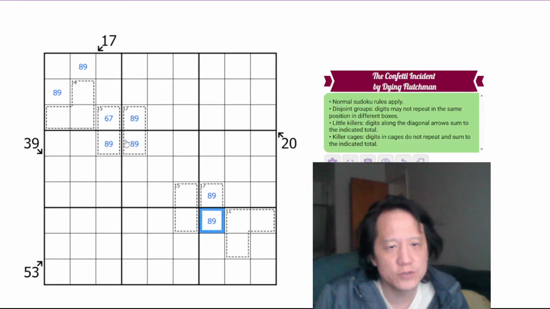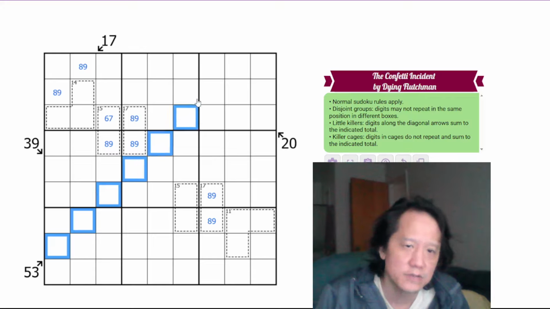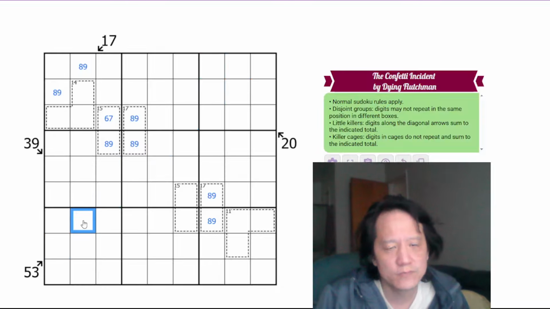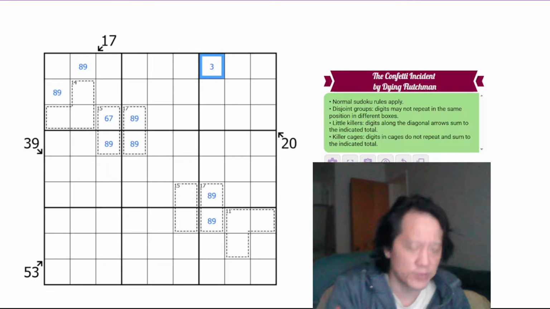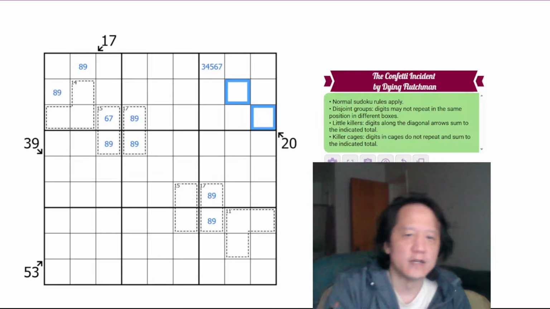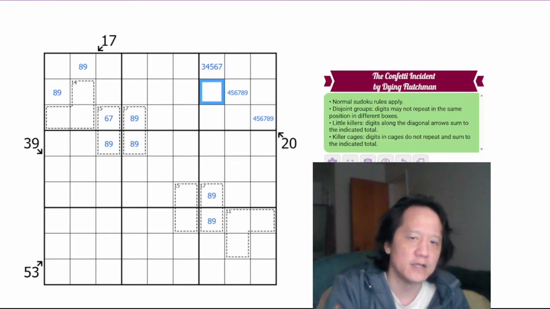We have 2 8-9s already in the upper left-hand position in these boxes. So the rest of the boxes cannot contain 8 and 9 in the upper left-hand position. That doesn't really tell us much. So this cannot be 8 or 9. It could be 3 through 7. These could be both 8 and 9, but you cannot have a 3 here. If this is 3, that would only be with 8 and 9 in the rest of the diagonal, but that's not allowed.